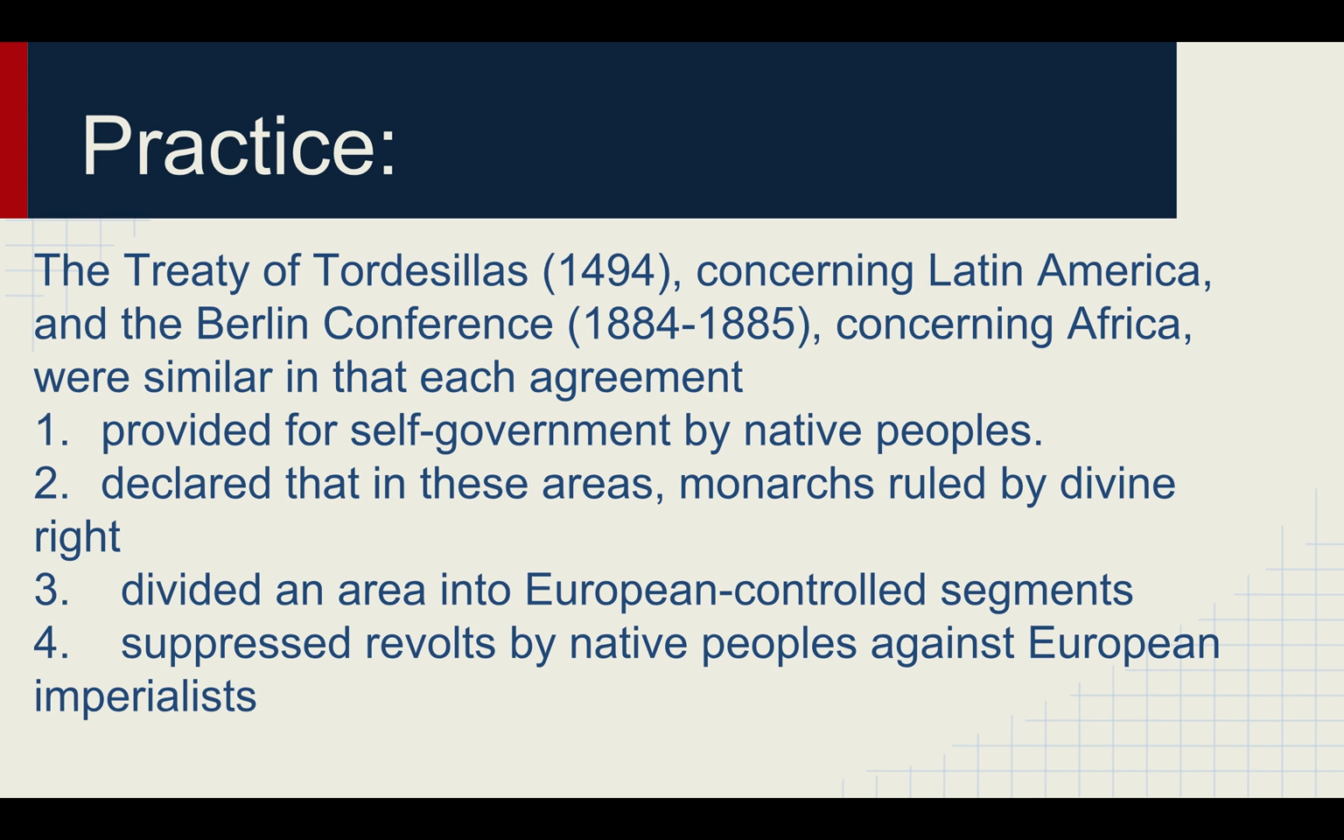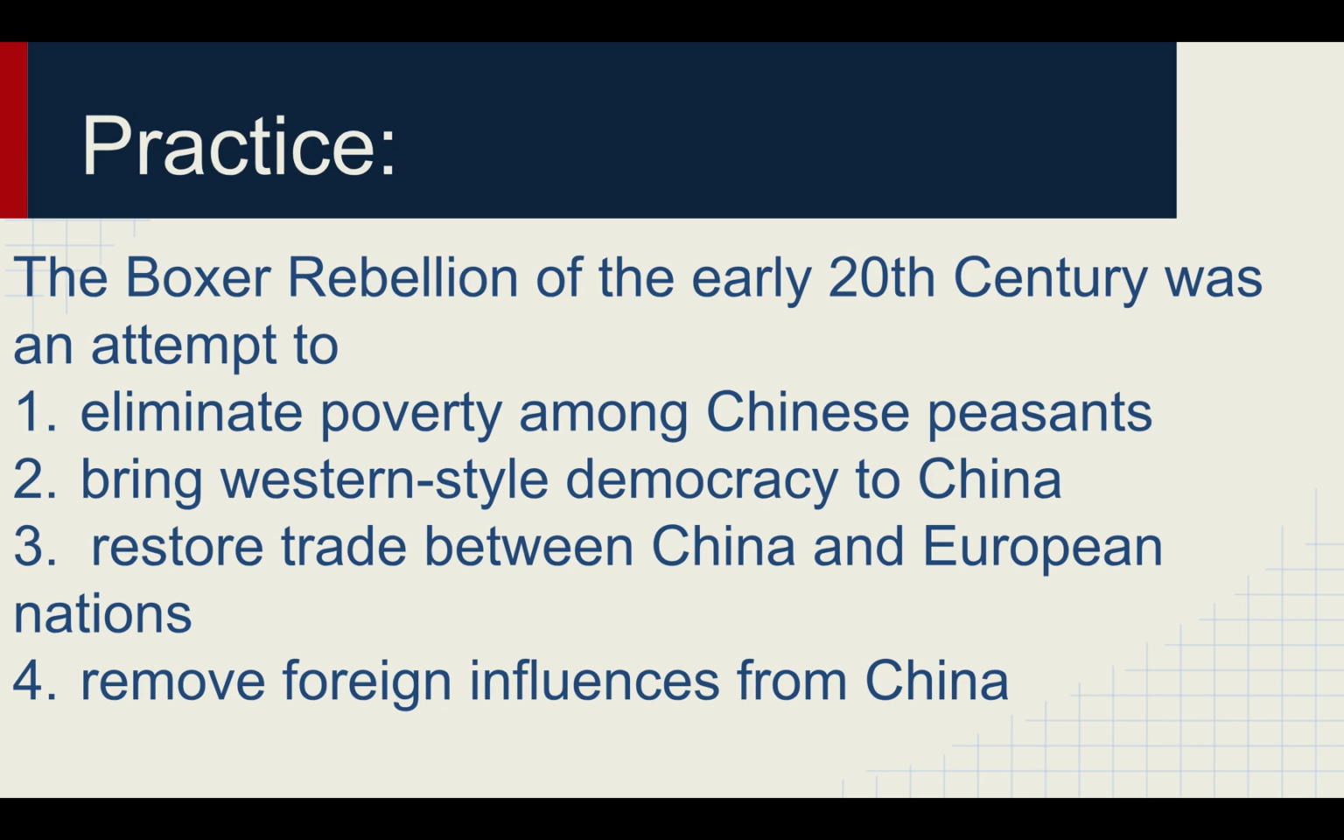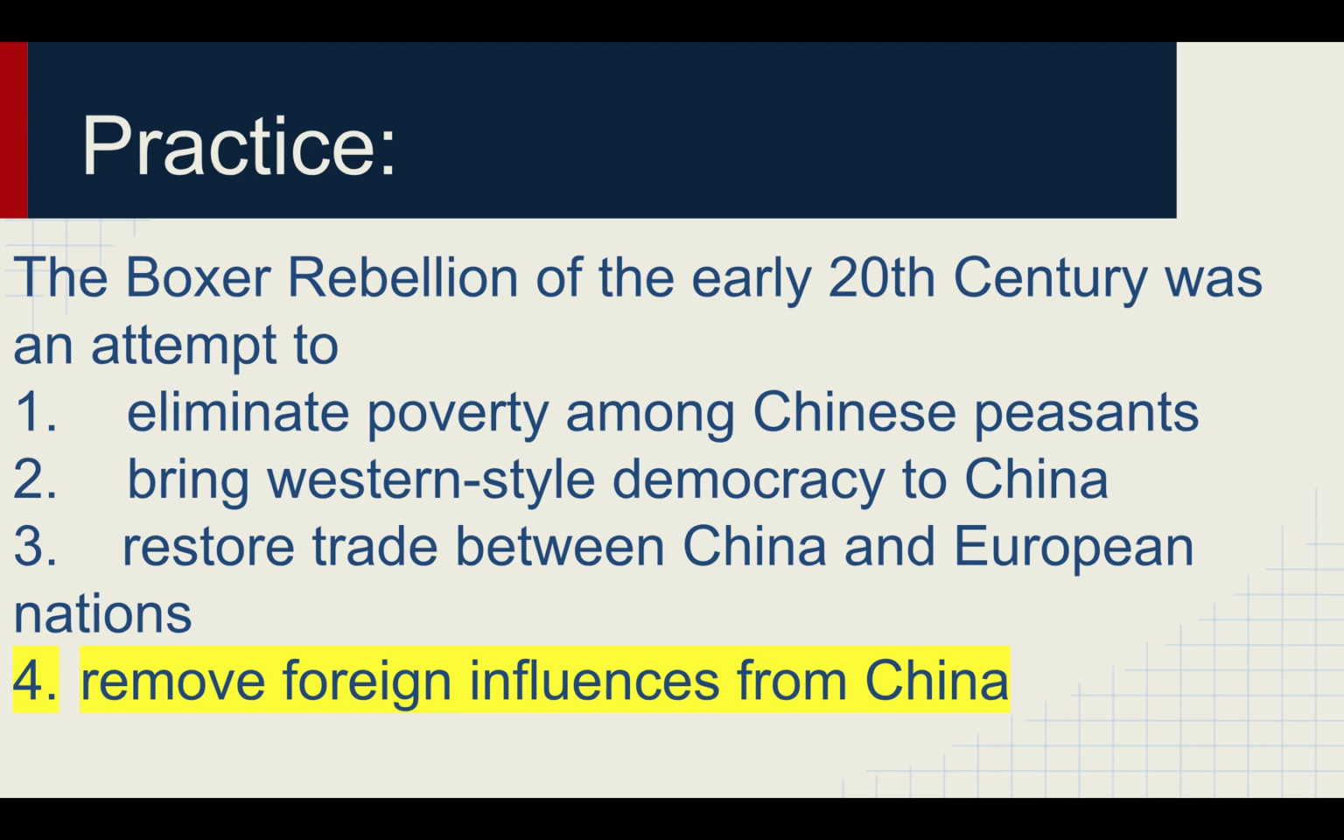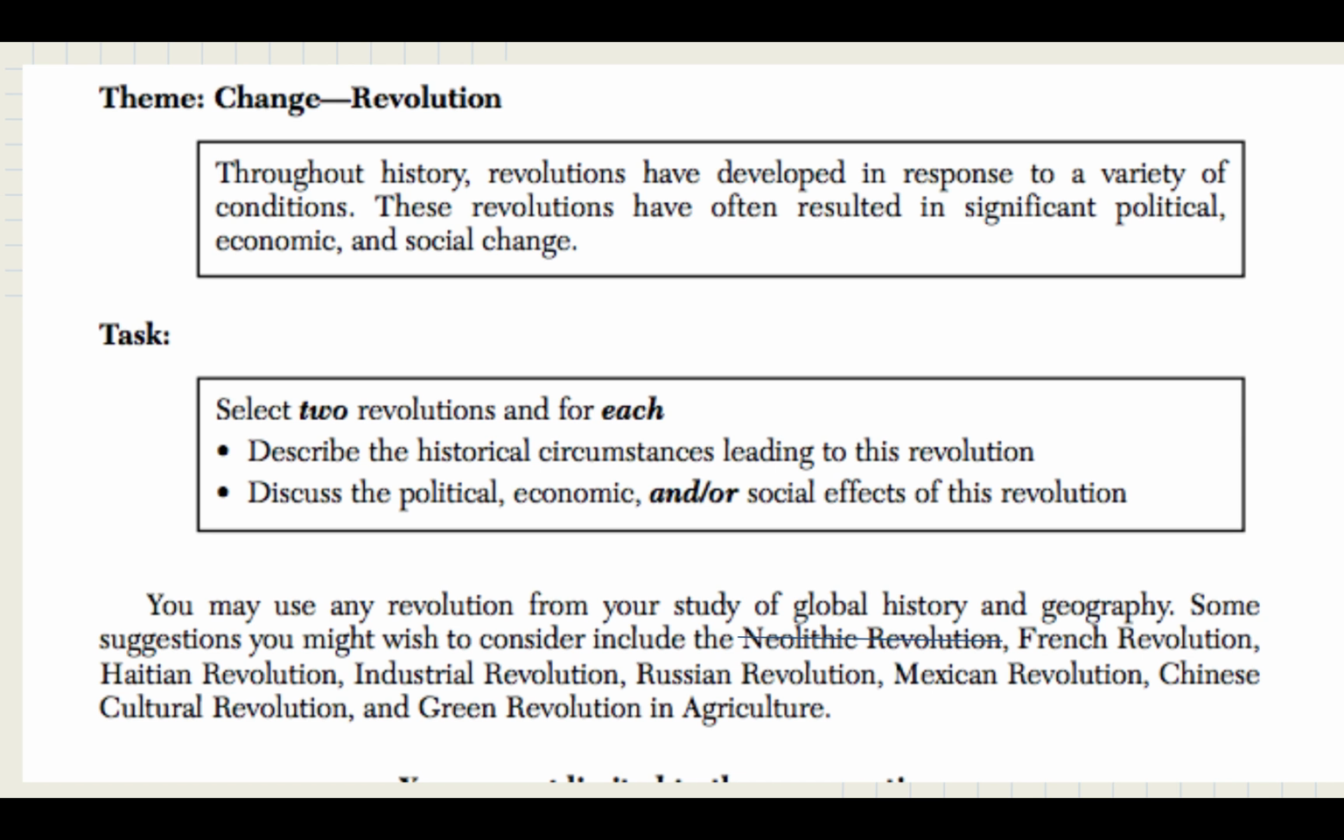The Treaty of Tordesillas concerning Latin America and the Berlin Conference concerning Africa were similar in that each agreement provided for self-government by native peoples, declared in these areas monarchs ruled by divine right, divided an area into European-controlled segments, or suppressed revolts by native peoples against European imperialists. Of course, it's 3. The Boxer Rebellion of the early 20th century was an attempt to eliminate poverty among Chinese peasants, bring Western-style democracy to China, restore trade between China and European nations, or remove foreign influences from China. Foreign devils, get out.